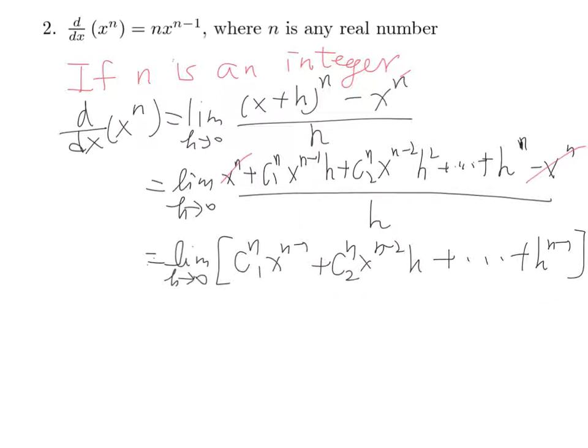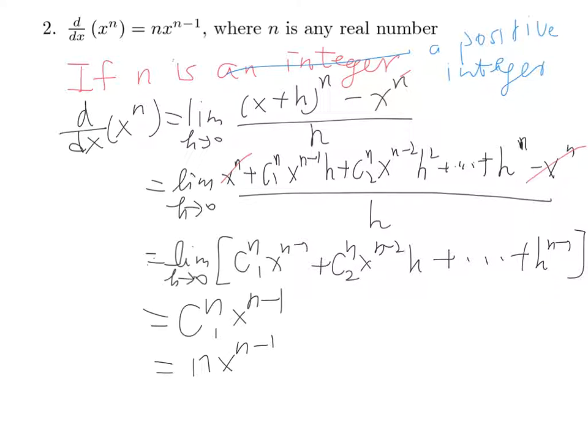So we have this limit: nC1 times x to the power n minus 1, plus nC2 times x to the power n minus 2 times h, and so on, up to h to the power n minus 1. And as h tends to 0, all these terms with h will become 0. So the limit is equal to nC1 times x to the power n minus 1, that is n times x to the power n minus 1. So we have proved the rule, but only for n a positive integer.